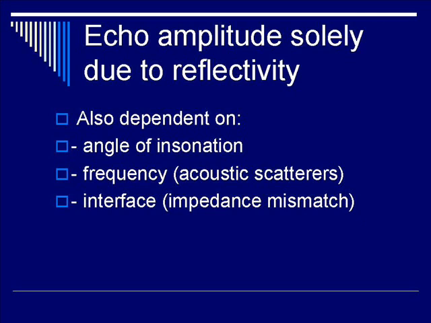A lot of times the echo amplitudes are modulated depending on the angle of inclination of the ultrasound probe relative to the structure. It is changed by frequency, as seen by acoustic scatterers, and the interface, either the material on either side of the particular interface, would have a say in terms of the difference.